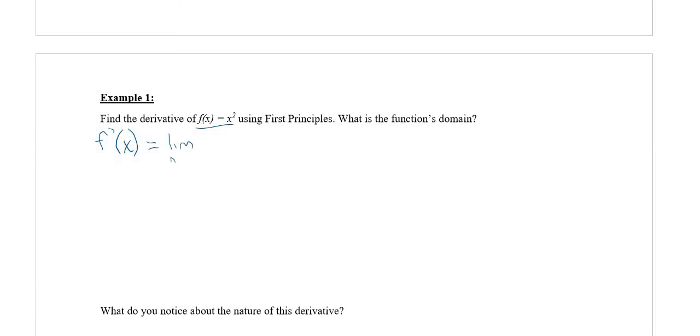So that's going to be the limit as h approaches 0 of, in this case, f of x plus h, if f of x is equal to x squared. f of x plus h is going to be x plus h squared. So that's going to be f of x plus h. Whoops, I wrote that down completely wrong. Sorry about that. And it's going to be minus x squared all over h.